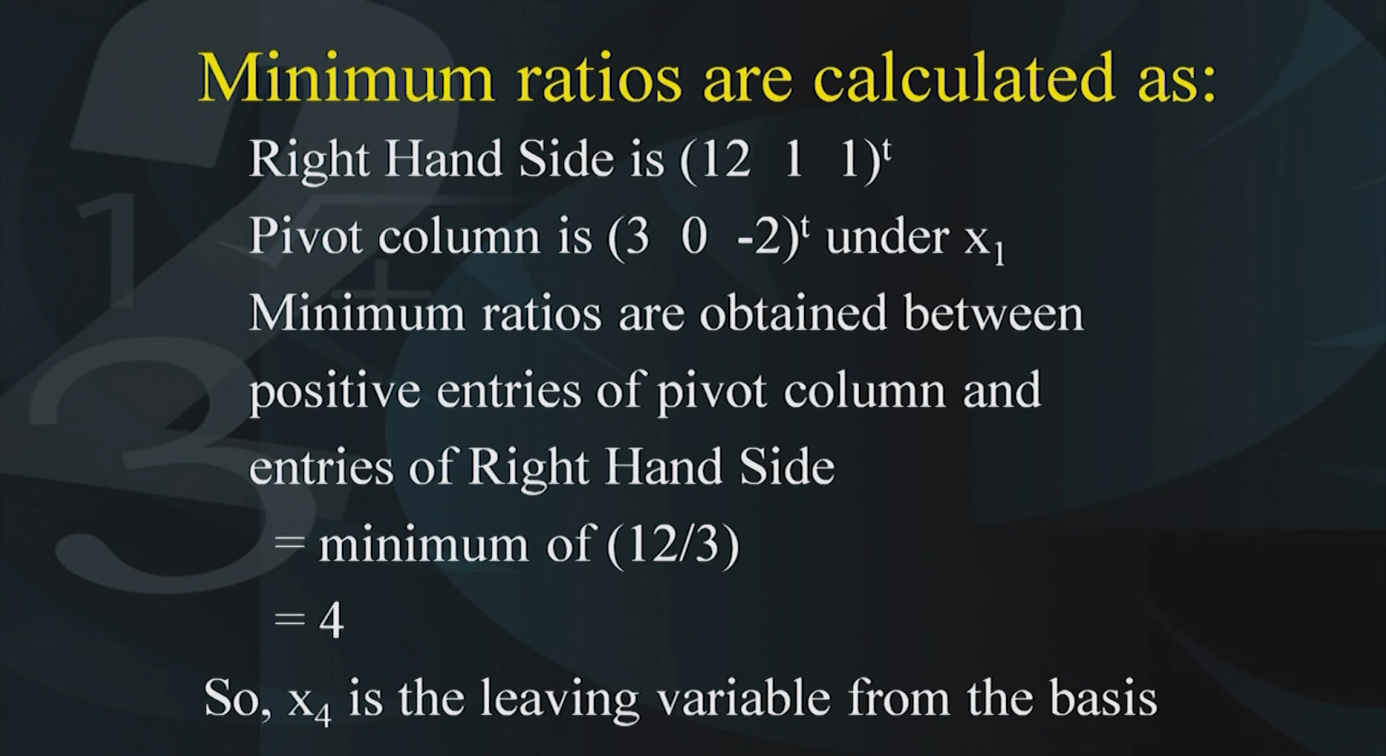Now, you will observe that the right hand side is 12, 1, 1, whereas the pivot column is 3, 0, minus 2. As you know, 0 has to be excluded and minus 2 has to be excluded, and therefore we are left with only one choice, that is 12 upon 3, and there is no other choice. So, this means that x4 is the leaving variable. The first entry, that is x4, is the leaving variable.